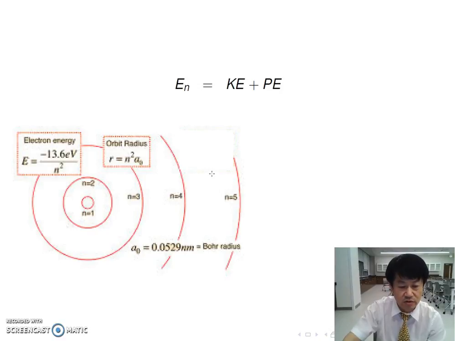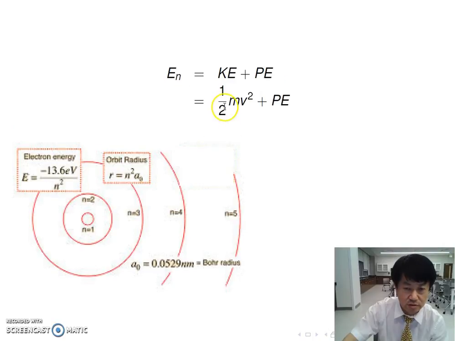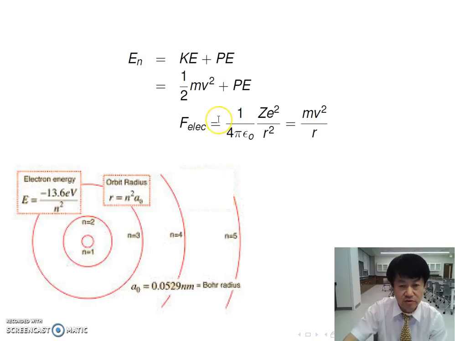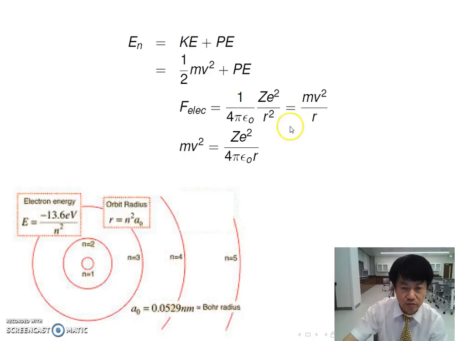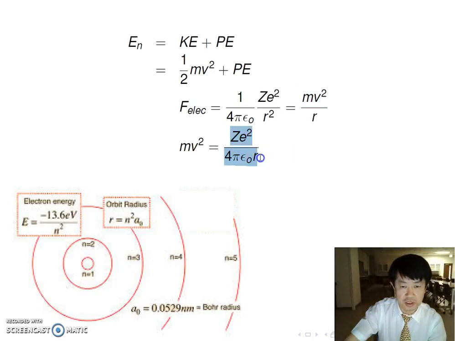Total energy is the summation of kinetic energy and potential energy. Kinetic energy is half m v squared. From the first equation, which is 1 over 4 pi epsilon naught Z e squared over r squared equals m v squared over r, where v squared over r is acceleration a, we can find the expression for m v squared. That is Z e squared over 4 pi epsilon naught r.